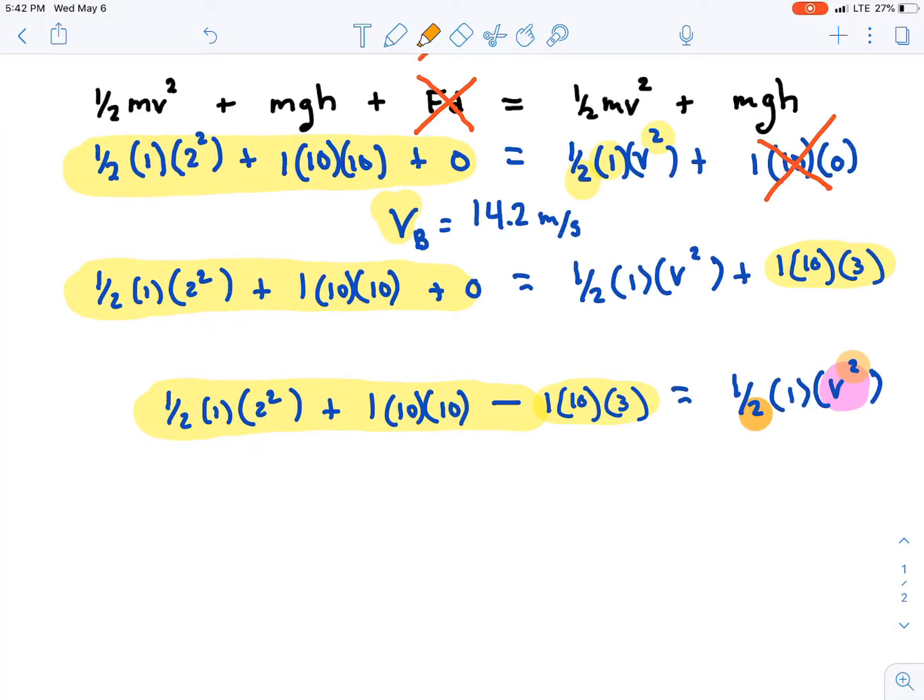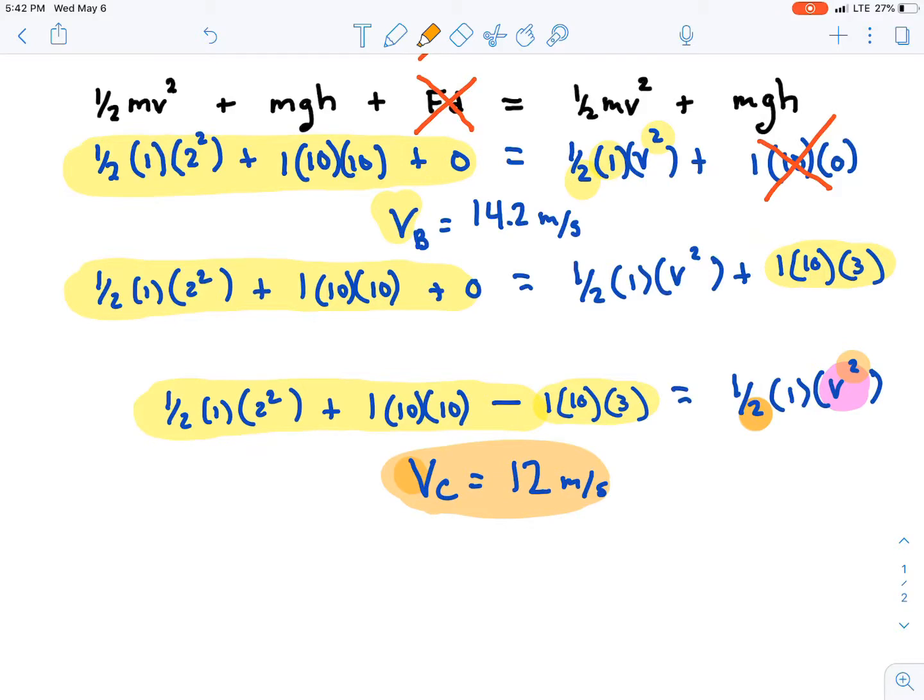And I got 72 over here, right? So 72, and then I'm going to times that by 2. And that equals 144. And then I'm going to take the square root of 144. And that's 12. We knew that anyway, didn't we? So VC equals 12 meters per second. That was a pretty number. Love it when they're nice and pretty like that.